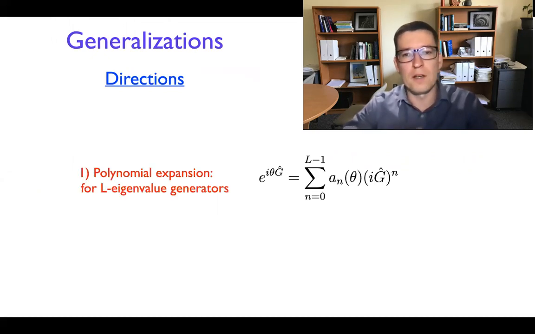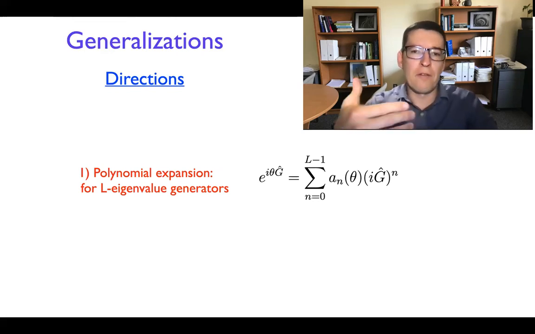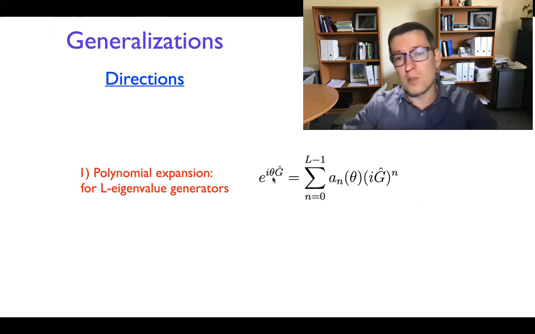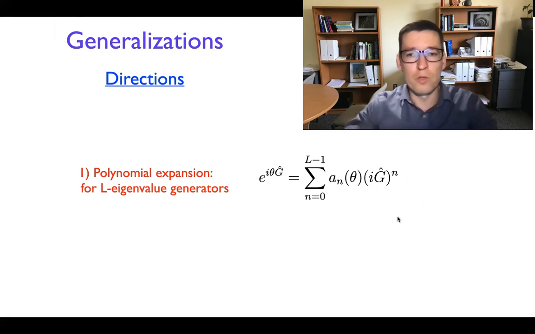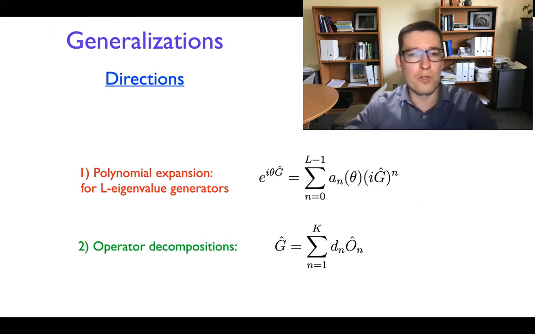One is, as you could imagine, if you have an L-eigenvalue generator G, it turns out that the exponent of such a generator can be written as a polynomial function of degree L-1. So these coefficients, which are functions of amplitude, can be relatively easily obtained. And this is a useful expansion, which we would like to use in the first approach.